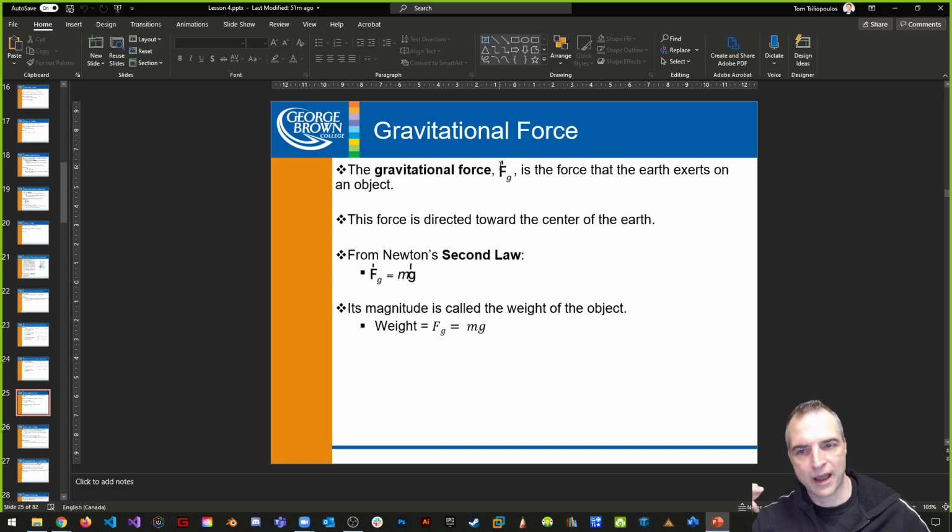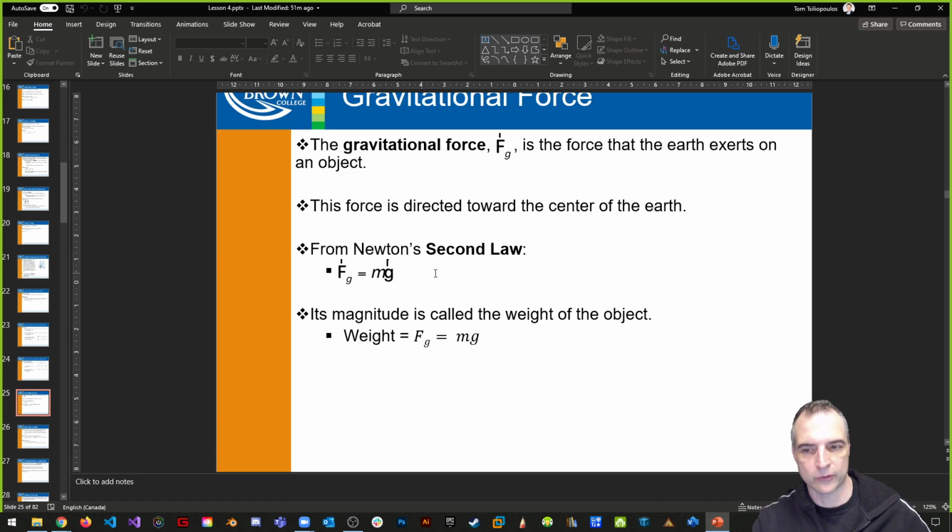Because the force of gravity can be described with g, the acceleration due to gravity. We can change the formula a little bit. Instead of using F equals ma, force of gravity is equal to mass times gravity, instead of mass times acceleration. This is also something we want to use a lot.